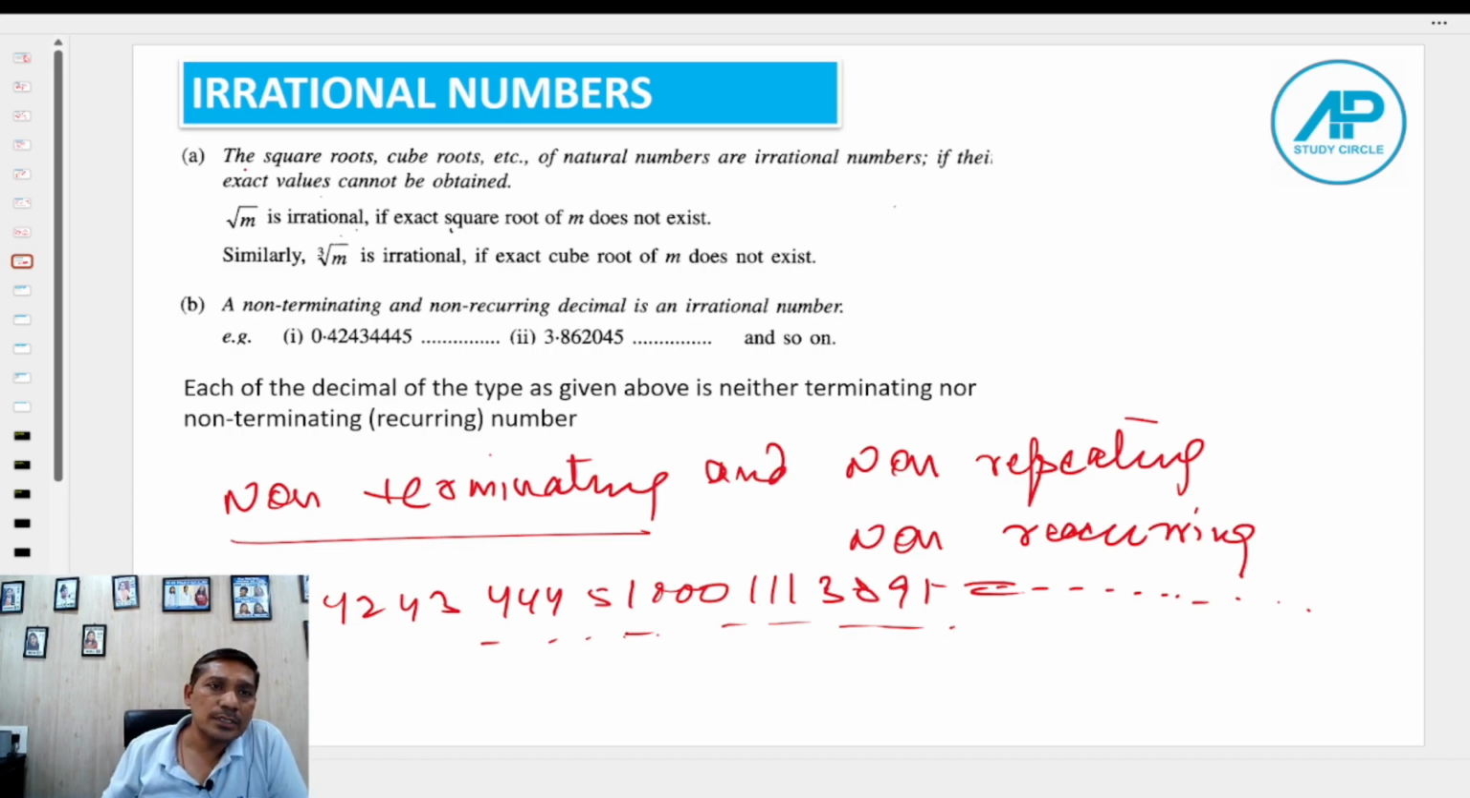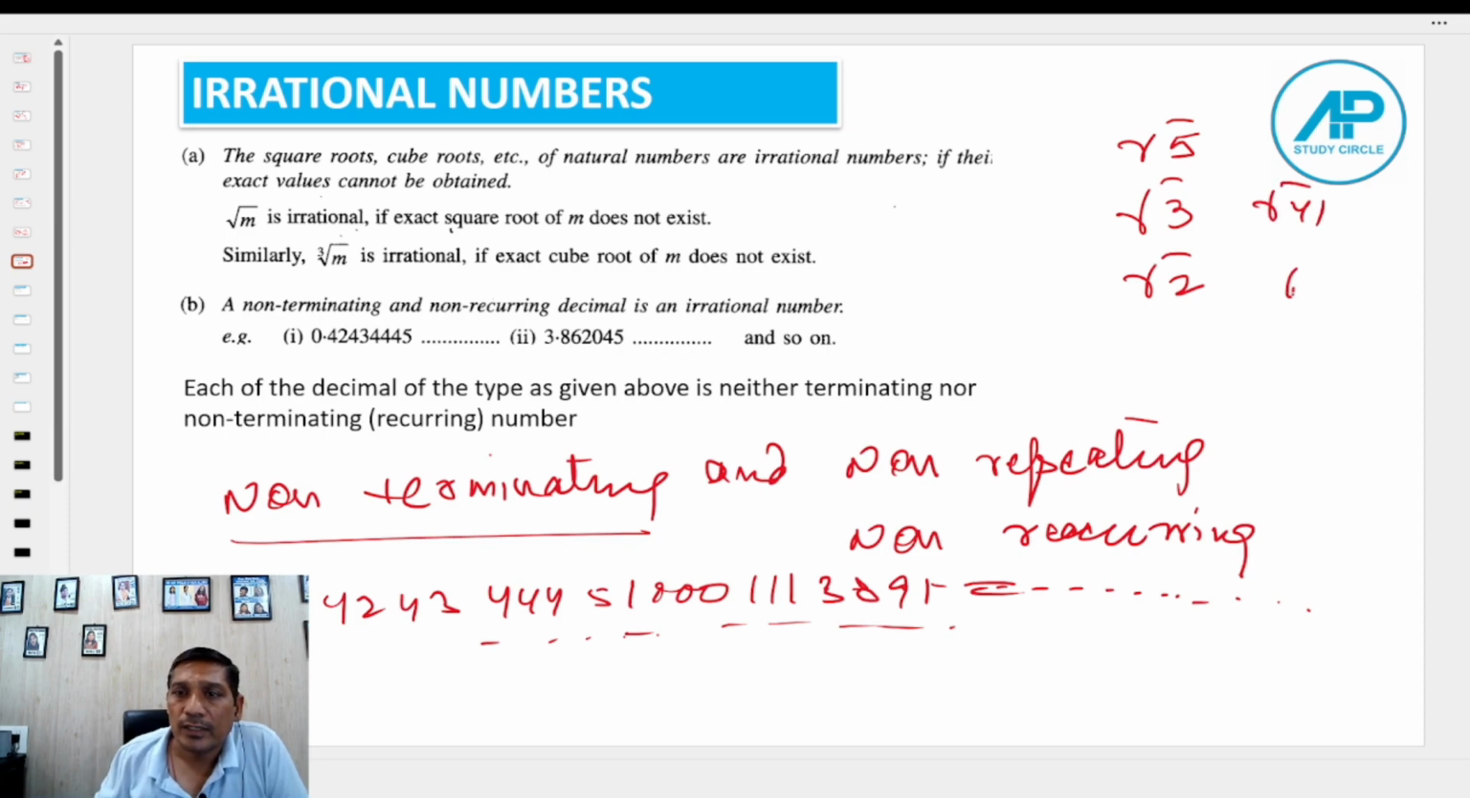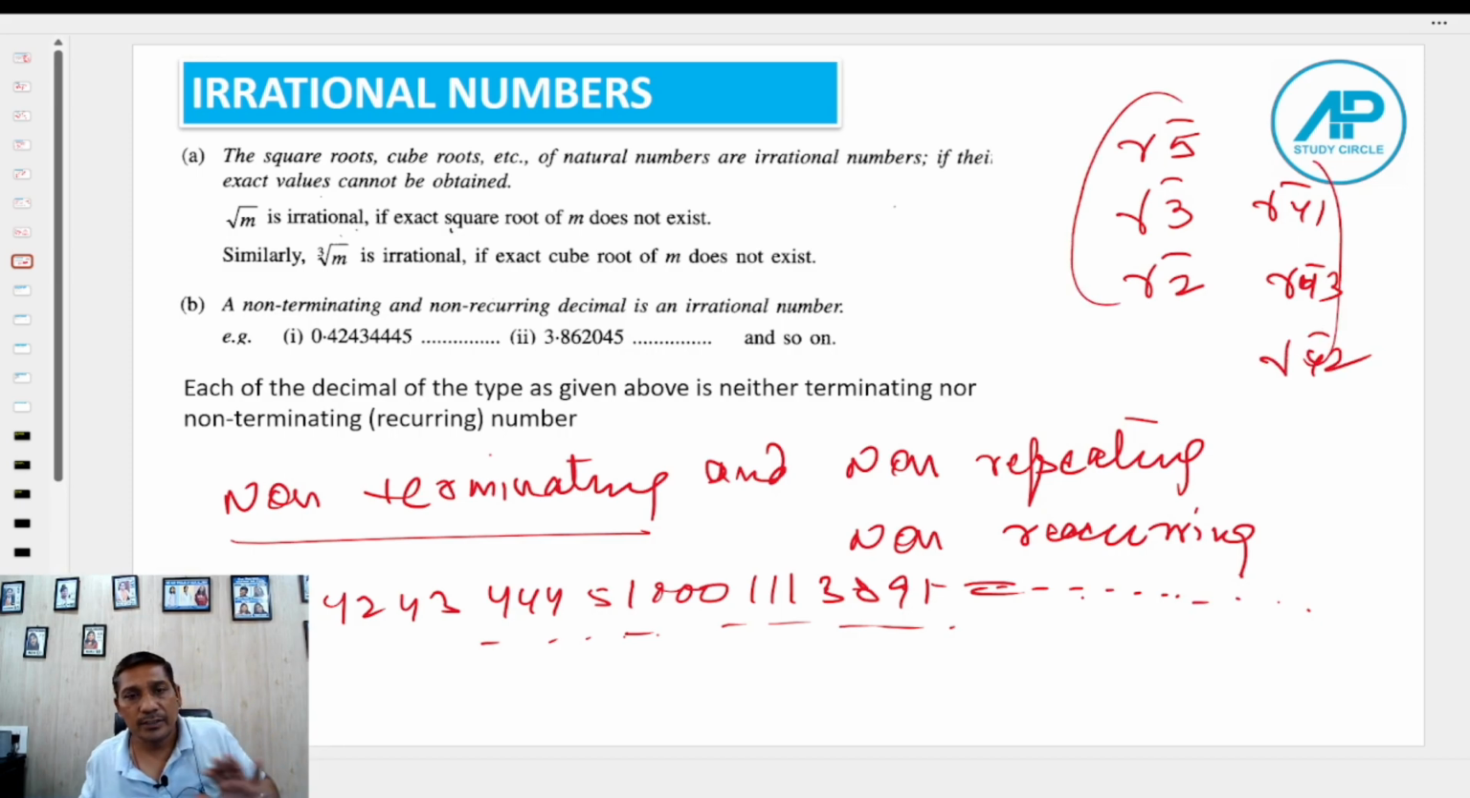So irrational numbers, if I find square root of 3, square root of 2, square root of 5, square root of 41, square root of 43, and in such numbers, square root of 42, they all come out to be non-terminating, non-repeating decimals and they all are irrational numbers.